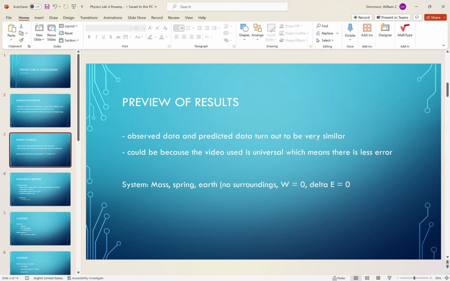The preview of results: the observed data and the predicted data turn out to be very similar. This could be because the video used is universal, which means there is less error. So the only error that is found is the difference in using the tracker.